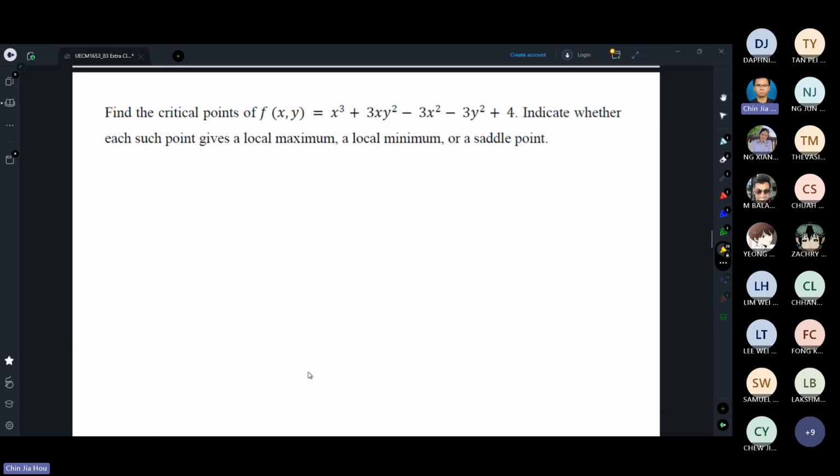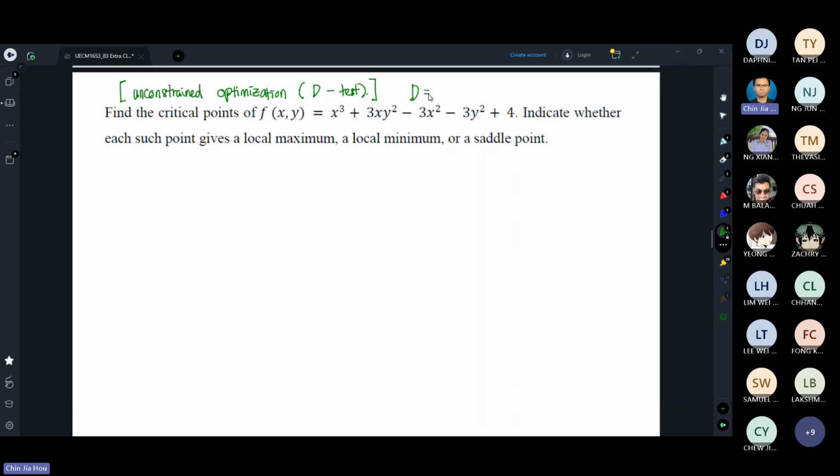Next is the unconstrained optimization with what I call the D test. I don't think you get anything like D test online. D test, because we use a formula which is called the D formula.